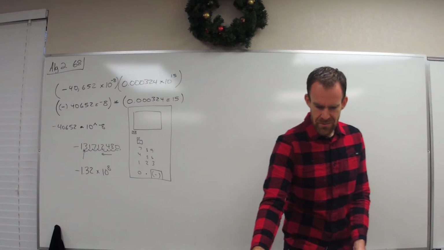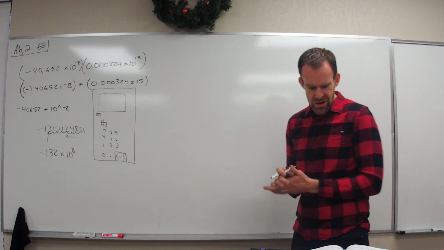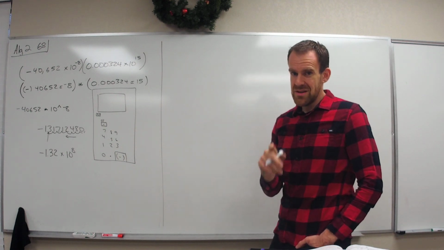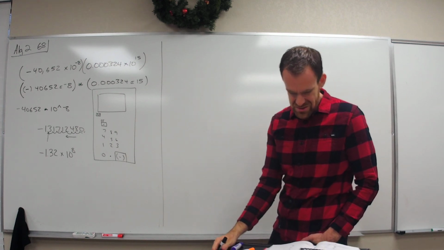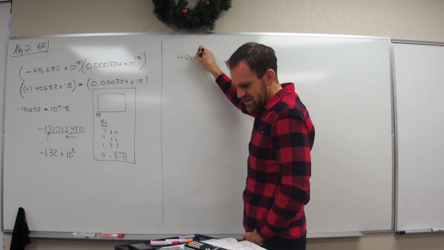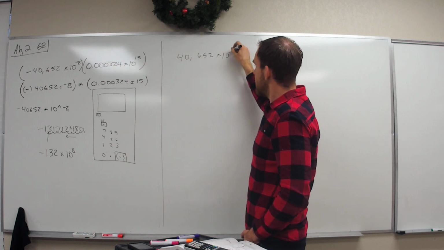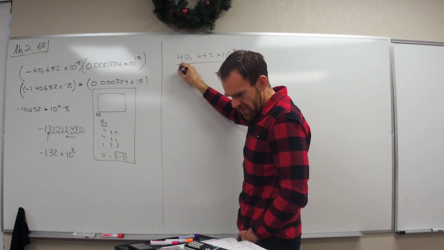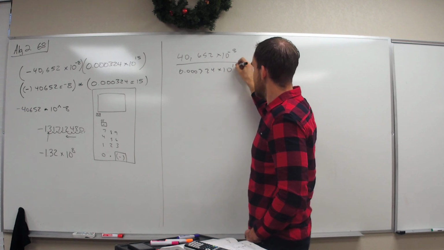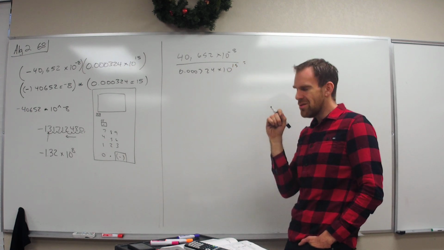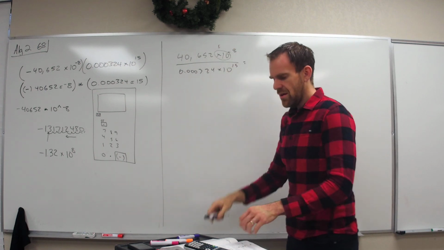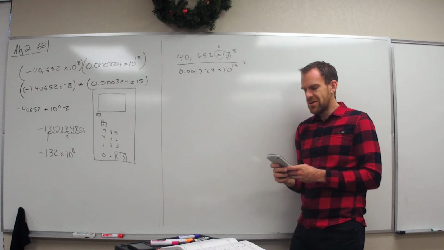Let's try another one. So this time we're going to do some dividing. No division in the church, definitely division in math class. So let's take those same ugly numbers, but this time we're going to divide them. So we have 40,652 times 10 to the negative 8 divided by 0.000324 times 10 to the 15th. Again, you're going to use that little E button instead of the times 10 to the. And let's all plug it into our calculators now.